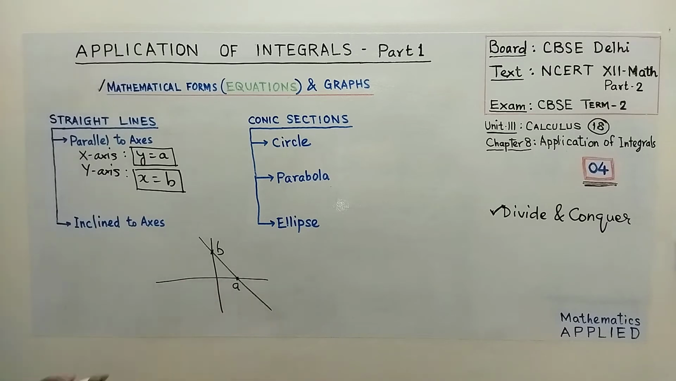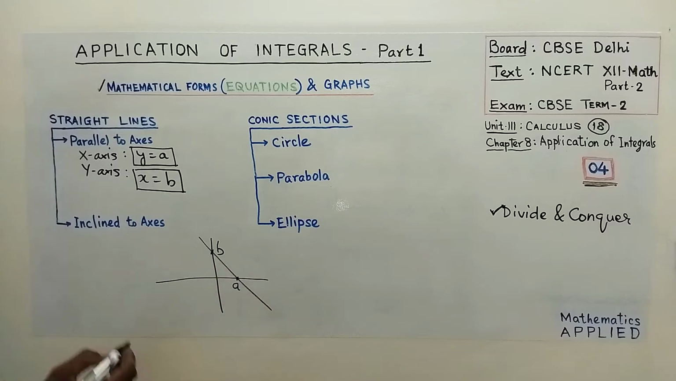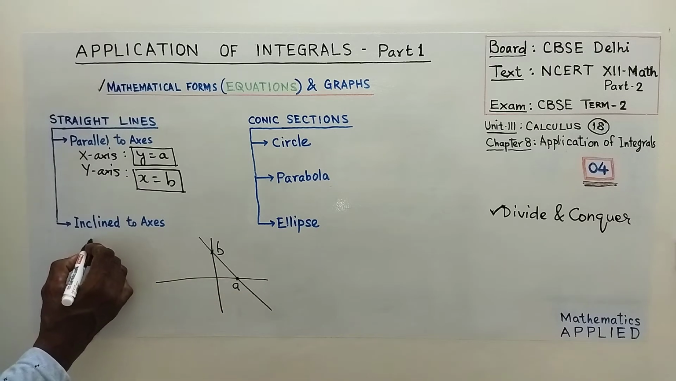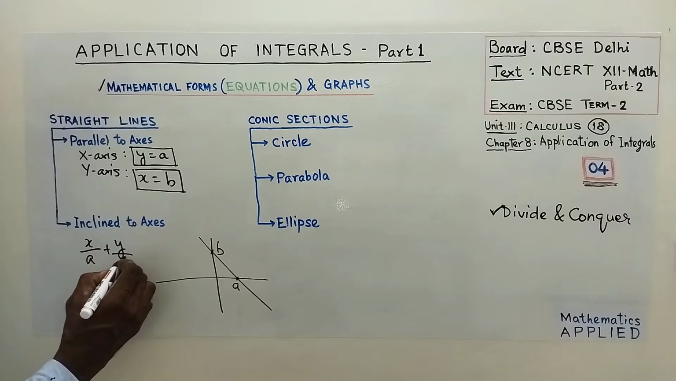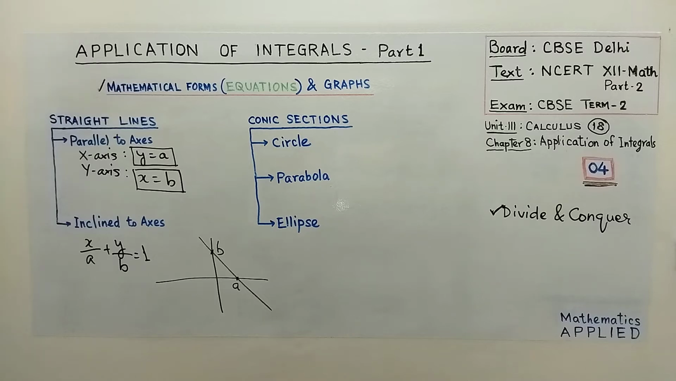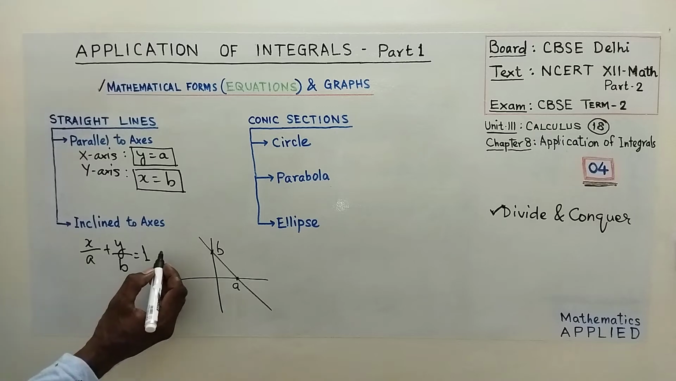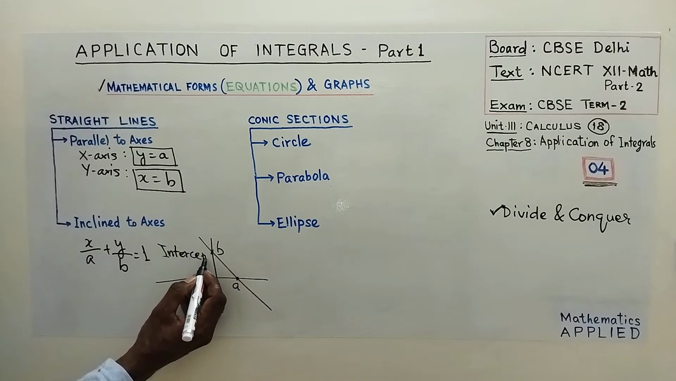Now from our previous classes, we know that a line which cuts the x-axis and y-axis at a and b is given by x/a + y/b = 1. This is how we write an equation for a line with intercepts, and this is called the intercept form. We already know that it is the intercept form, isn't it?